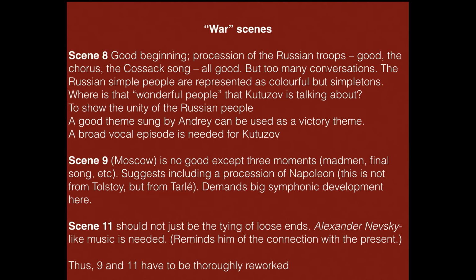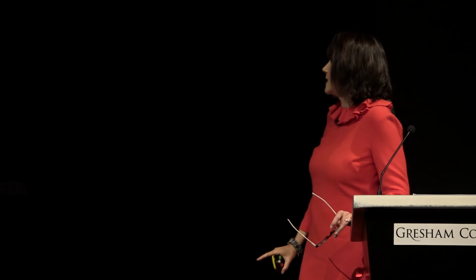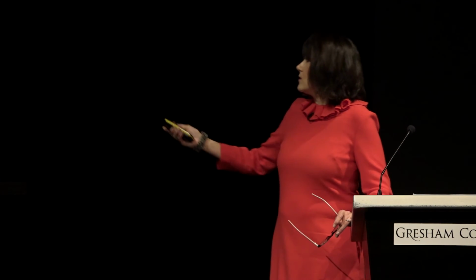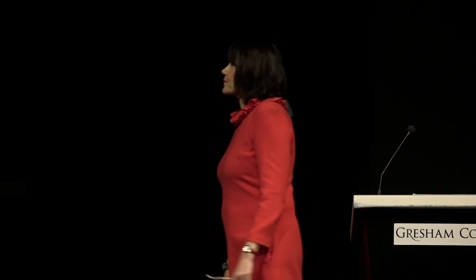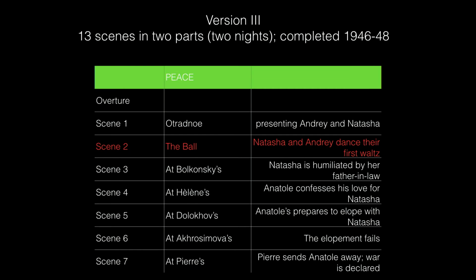Scene 11 should not be just the tying of loose ends. The Alexander Nevsky-like music is needed. What he does at the end, which you've just heard in the apotheosis, is exactly Alexander Nevsky-like music. So he follows this advice very precisely, and so on. So it has to be thoroughly reworked. So eventually, over the years, because of the war, the production didn't happen.